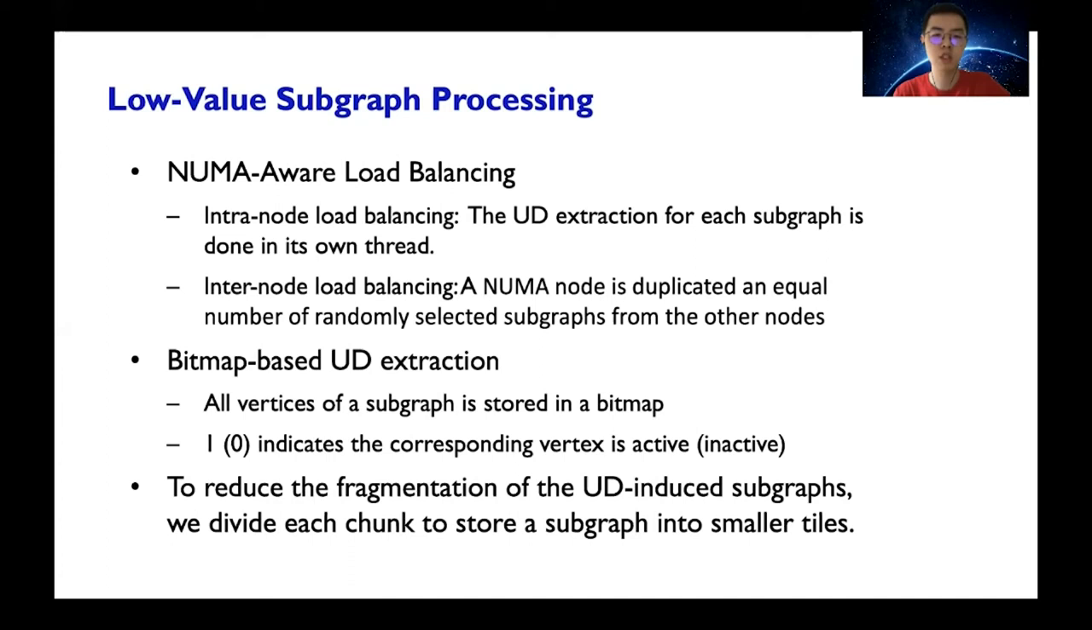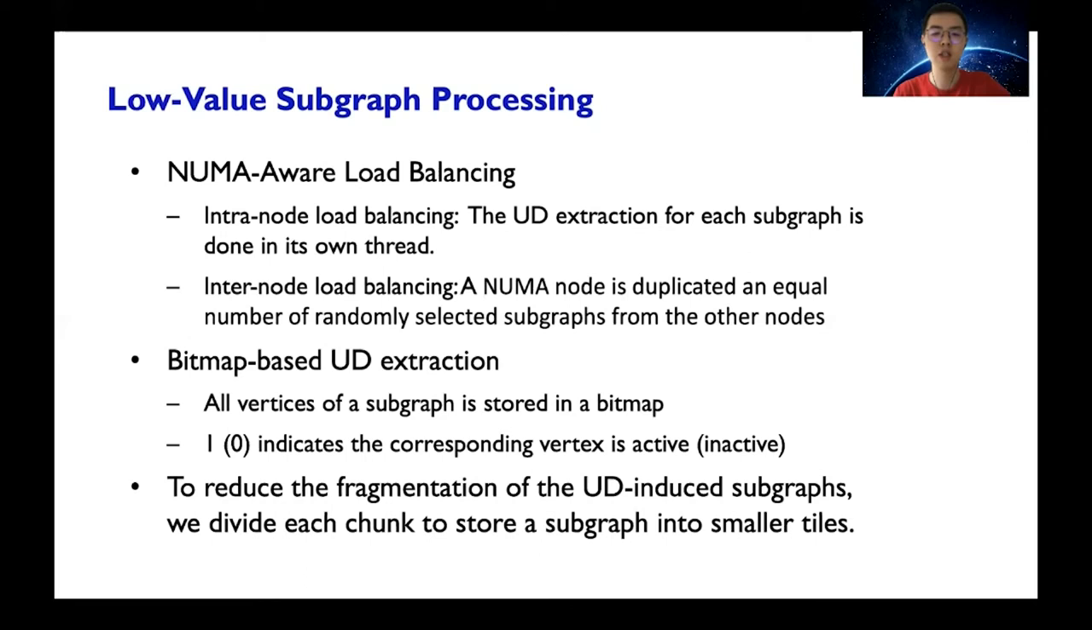To reduce fragmentation, Scaph further divides each chunk for storing the subgraph into small tiles. To store a UD-induced subgraph in GPU memory, Scaph will try to find the tiles first in a partially filled chunk and then in a vacant chunk.